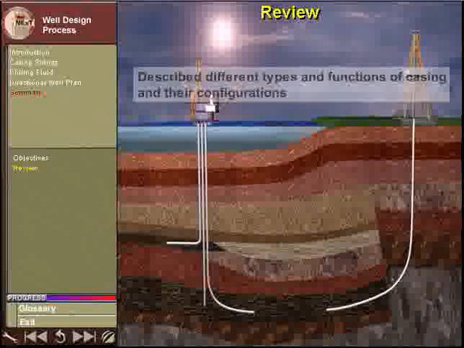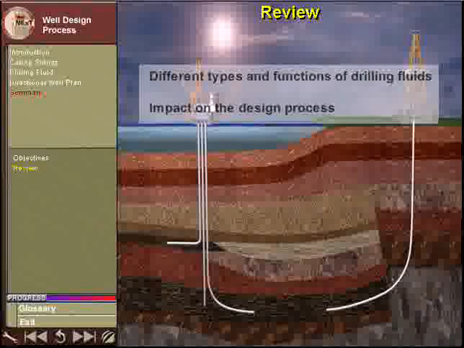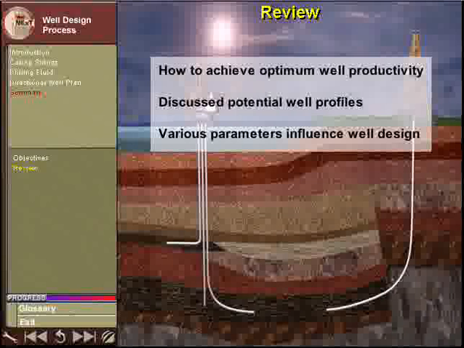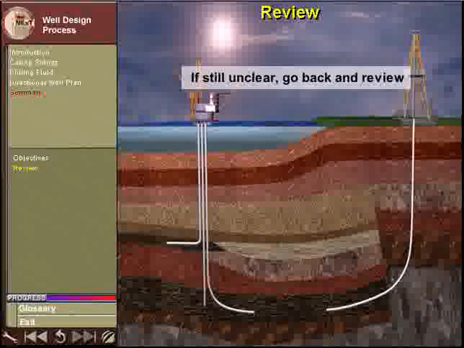In this module, we describe the different types and functions of casing and their configurations. We also discuss the different types and functions of drilling fluids and their impact on the design process. Finally, we examined how to use directional drilling to achieve optimal well productivity. The potential well profiles were discussed, as well as how various parameters influence well design. If you're still unclear on any of the objectives, now would be a good time to go back and review.